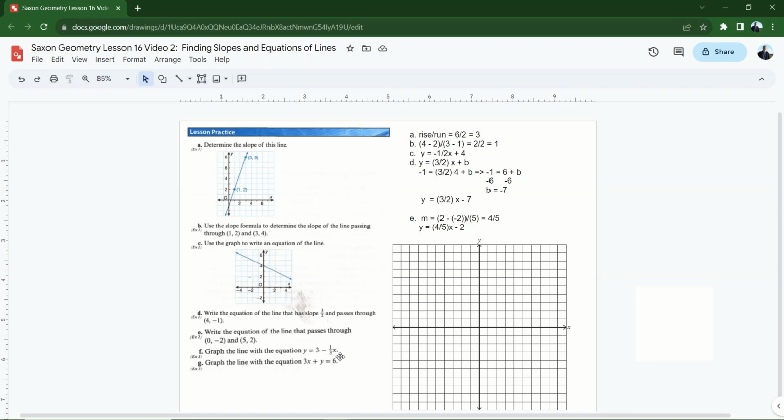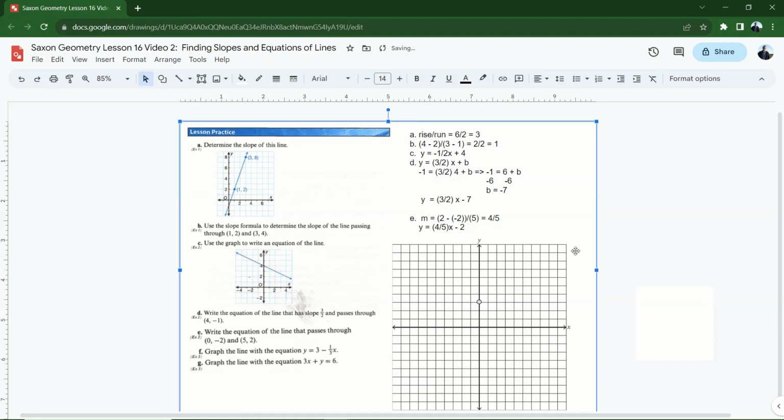Down 1 over 3 from where, though? Well, first of all, I need to put a point on here that's at the y-intercept. The y-intercept is positive 3. It's the constant on this side. So it's going to cross the y-axis at 3. I'm just going to put that point on there. There we go. There's my y-intercept.